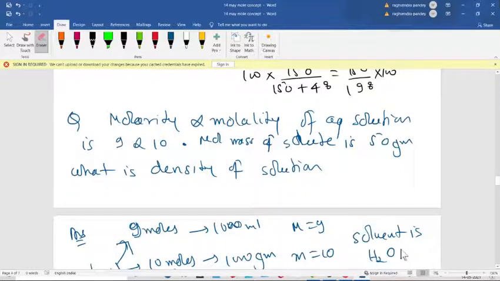Okay, so let's start this one. So this question we were doing. Molarity and molality are given as 9 and 10. Molecular mass of solute is given as 50 gram. So what is the density of solution?